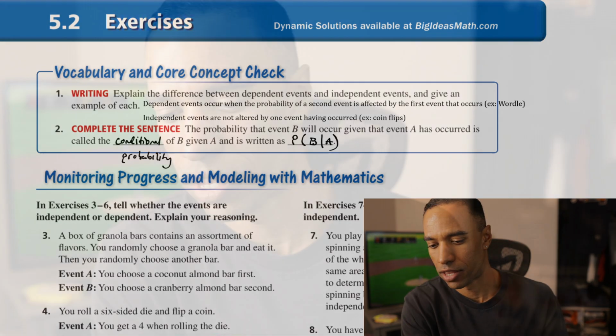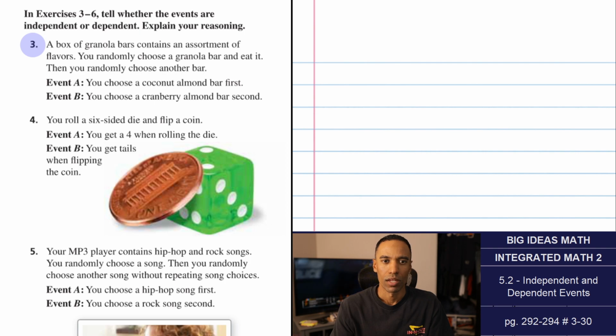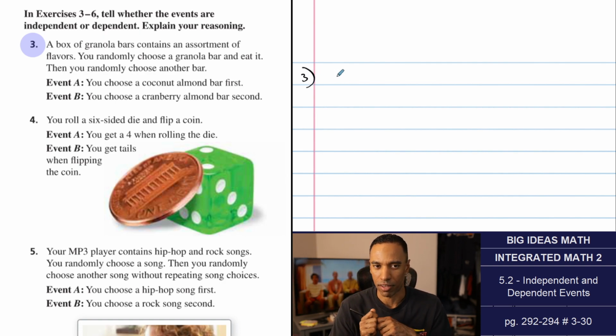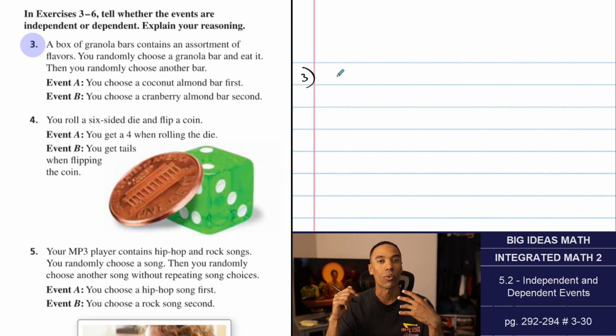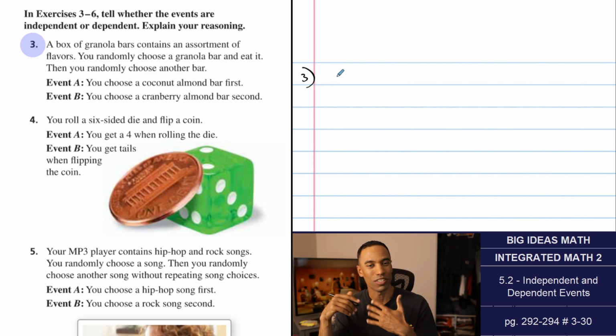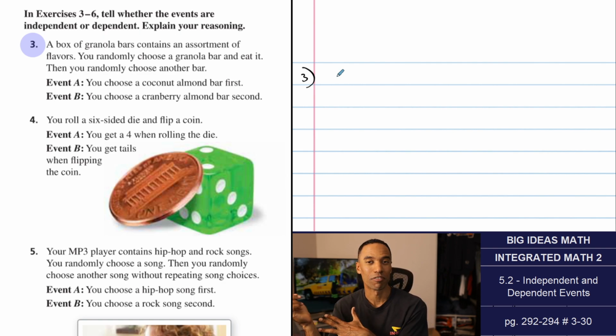Okay, guys, I'm going to go ahead and get started on the actual problem set itself. So this is numbers 3 through 30, I believe. Let's go ahead and get started on that one. Exercises 3 through 6, tell whether the events are independent or dependent. Explain your reasoning. A box of granola bars contains an assortment of flavors. You randomly choose a granola bar and eat it, then you randomly choose another bar. So if I ate that granola bar, then I can't randomly draw from it again, right? I can't eat it again, so it's gone from the set.